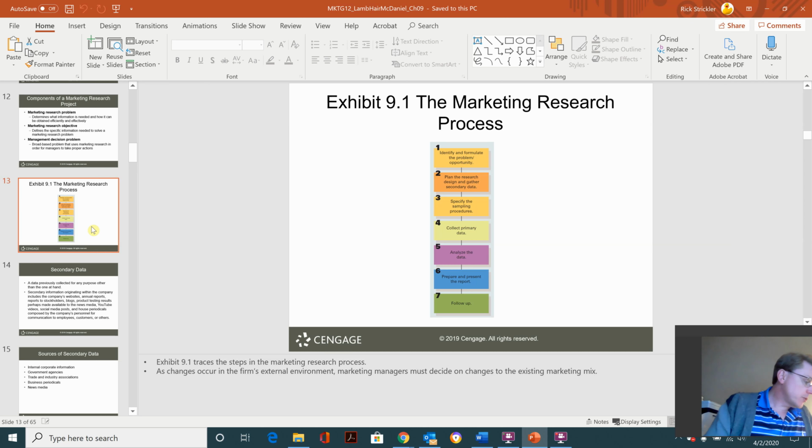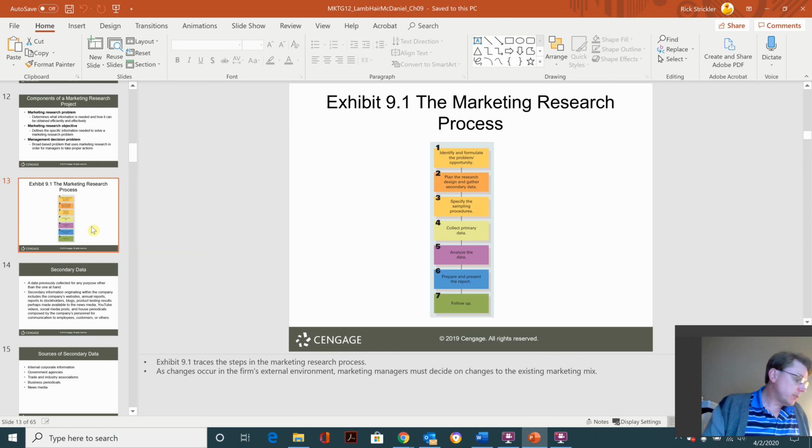Number two is plan the research, design, and gather secondary data. Gathering secondary data is gathering something that's already been published. So you could go through the census, research that's been published, literature, articles, and journals, and try to gather up the information that has been previously researched, and then create your research design for the primary data that you're trying to gather.